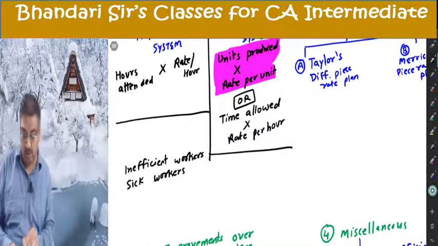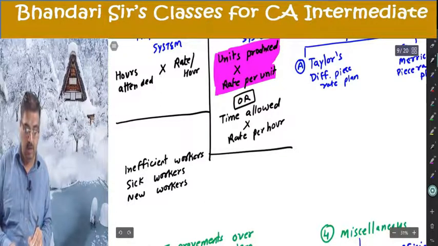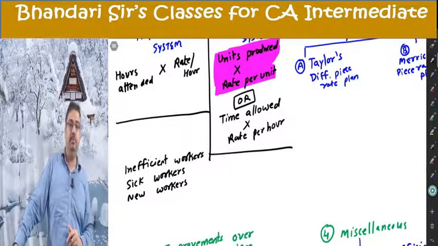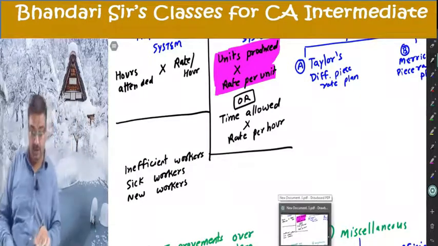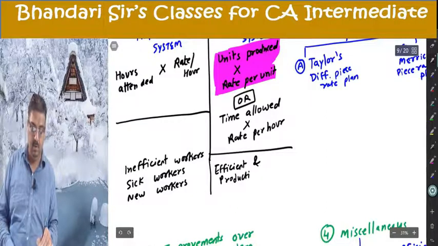New workers who are under training, because they cannot produce so much output, they will not be able to give, but money they will still want. For very efficient, good workers, the piece rate system is good. Efficient and productive workers.